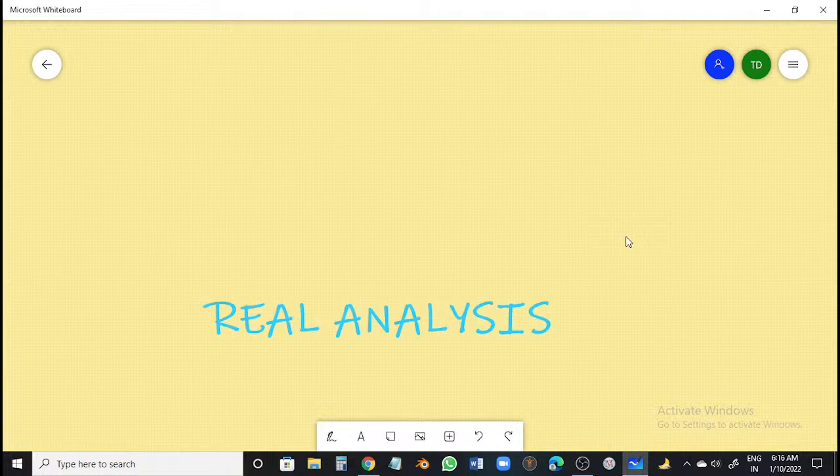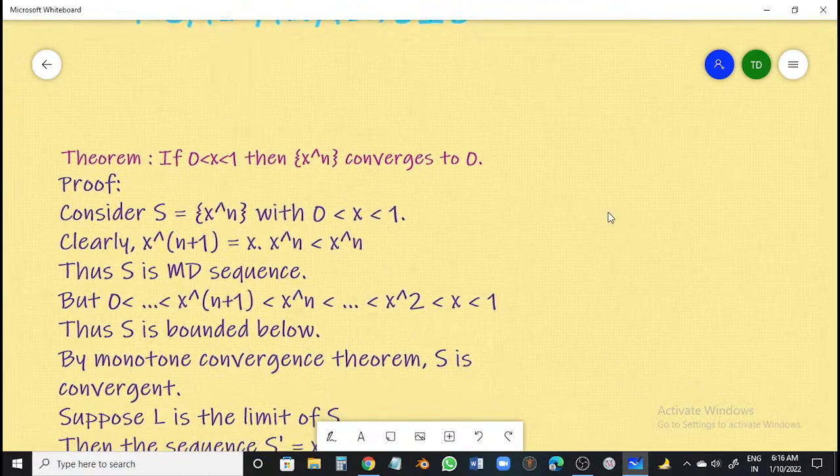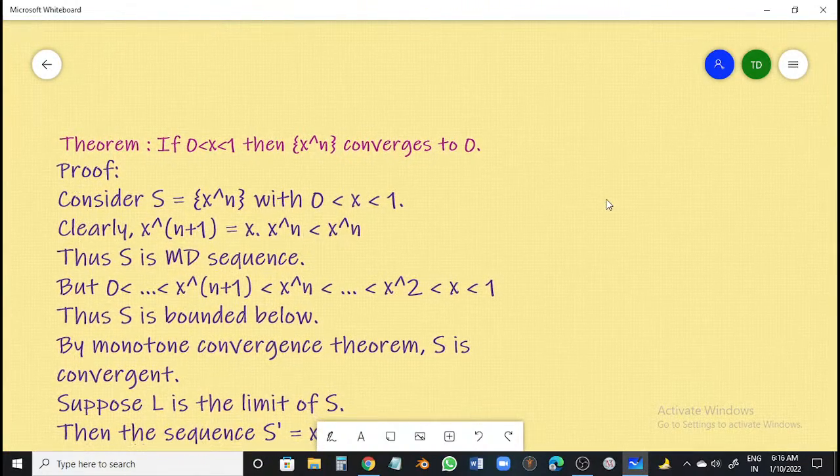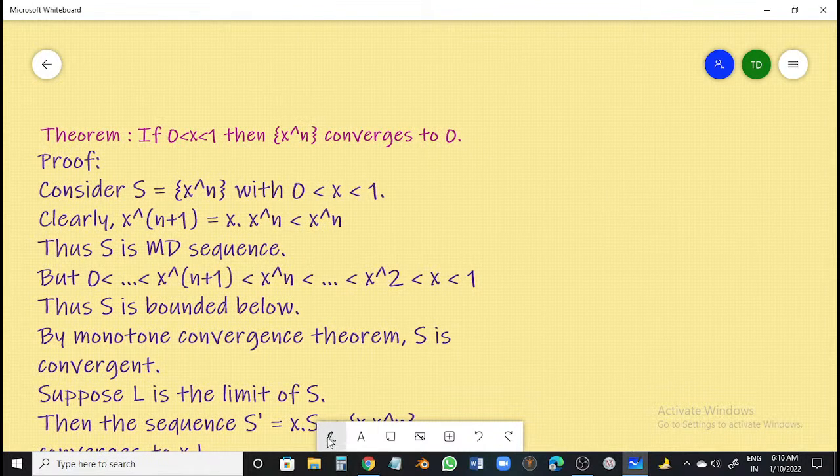Today, we are going to see a few results related to sequences of real numbers. Let us deal with the theorem. If 0 is less than x less than 1, then the sequence x raised to n converges to 0. This we mean to say.